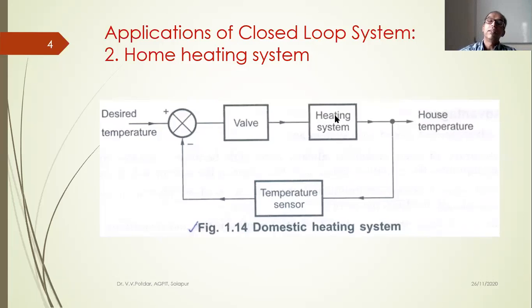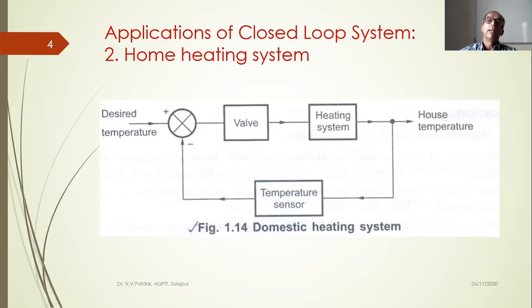So you have a heating system as a system. House temperature is sensed, and it is to be maintained at 25 degrees Celsius. That is my desired output. Desired temperature is 25 degrees Celsius. Actual temperature, let us say, as sensed by the temperature sensor, is presently maybe 15 degrees Celsius. So 15 degrees Celsius will be compared with the set value of 25 degrees Celsius. So an error of 10 degrees Celsius.